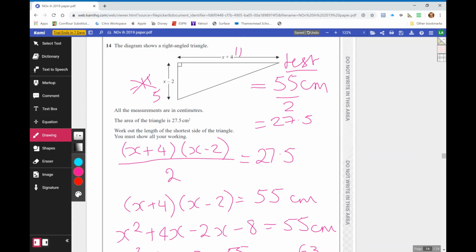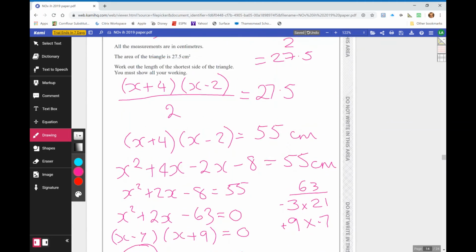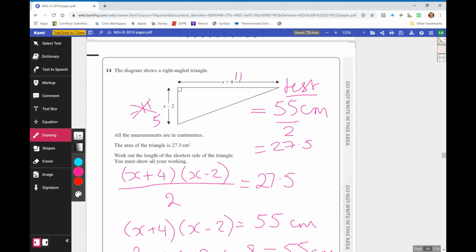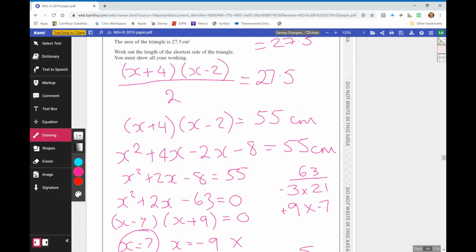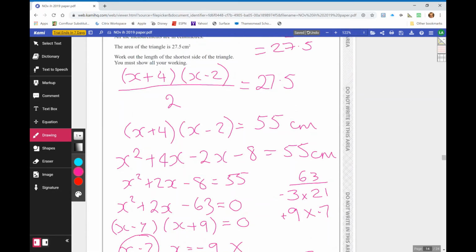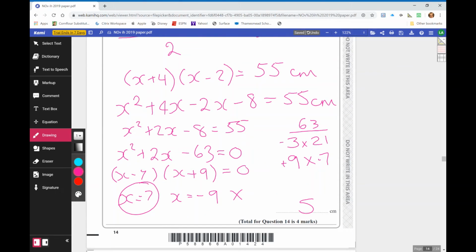And actually the question asks, you must show your workings, work out the length of the shortest side of the triangle. Now the shortest side is this one, 5 versus 11. So therefore, the length of your shortest side is 5. So even if it doesn't look like a quadratic, it could end up a quadratic. So really practice quadratics in every format.